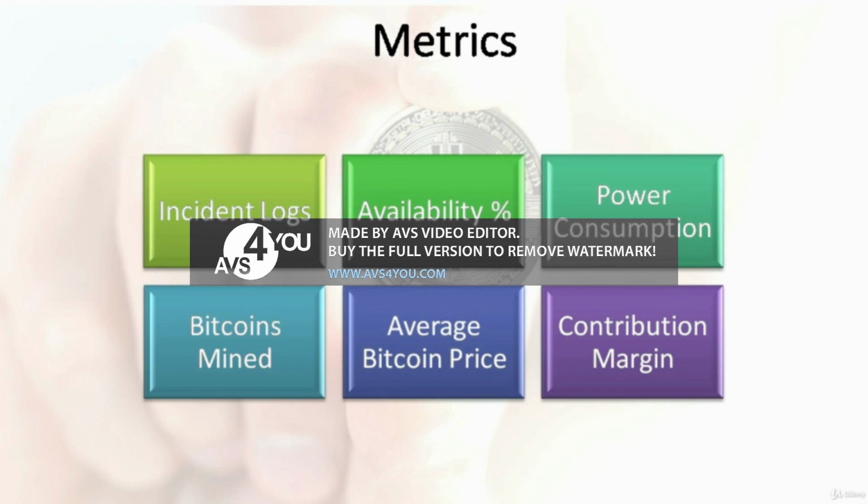The 6 metrics that I want to introduce you to are the incident logs, the availability percentage, power consumption, Bitcoins mined, average Bitcoin price, and the contribution margin. One of the most important records to keep is incident logs. Stuff that should be recorded include the times backup power needs to kick in, connectivity disruptions, mining rig failures, other equipment failures, circuit overload, perimeter breach, temperature or humidity threshold exceeded, etc.